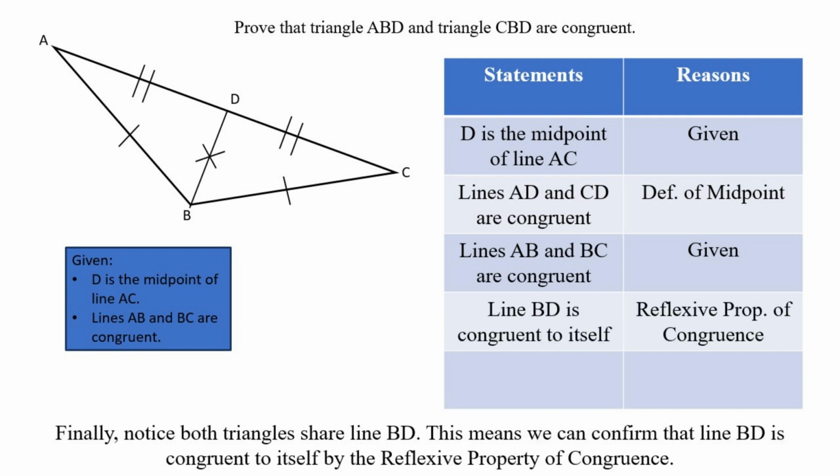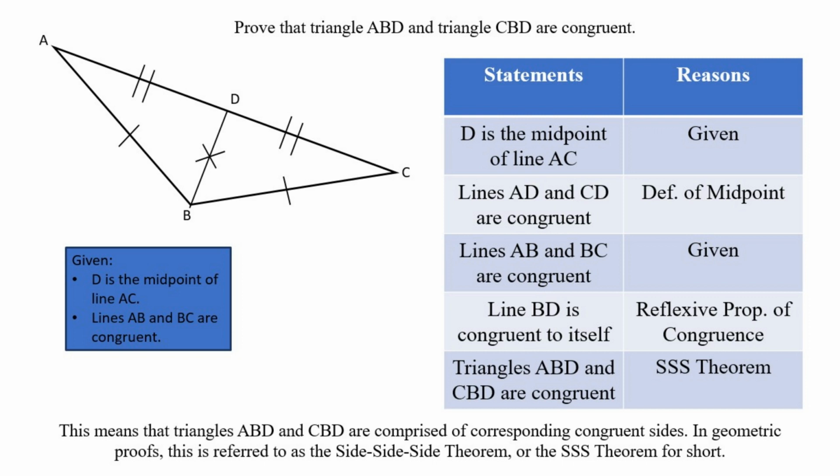This means we can confirm that line BD is congruent to itself by the reflexive property of congruence. This means that triangles ABD and CBD are comprised of corresponding congruent sides. In geometric proofs, this is referred to as the side-side-side theorem, or the SSS theorem for short.